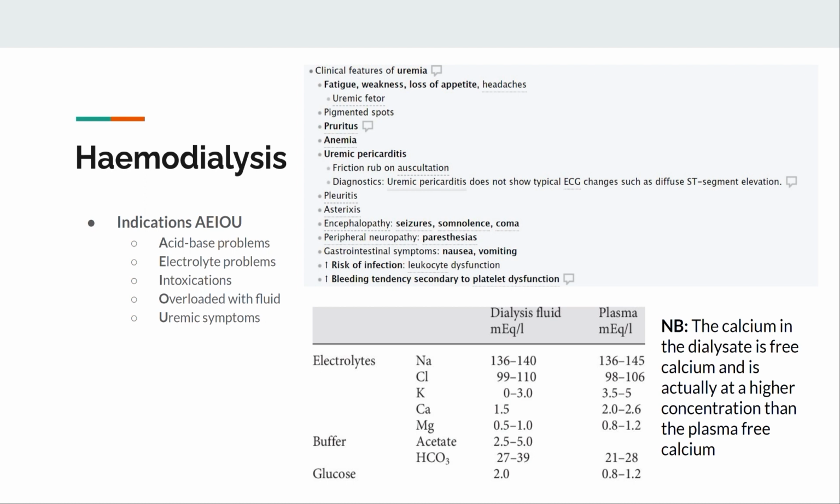And then, of course, there are no toxins in the dialysate, and there are toxins in the plasma. So those uremic toxins will float from the plasma into the dialysate. And that's the principle of dialysis. It's just concentration gradients going both ways, depending on which one's got a higher concentration than the other.